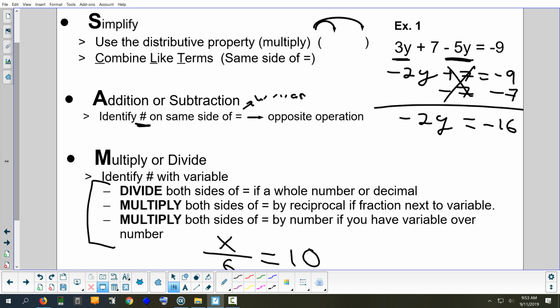Divide. Yep. And what do you divide by? You're dividing negative 2y and negative 16, so we're going to divide each side by negative 2. And the reason is we had case 1. I didn't call it case 1, but it's the first thing: a whole number attached to the variable. What's negative 2 divided by negative 2?